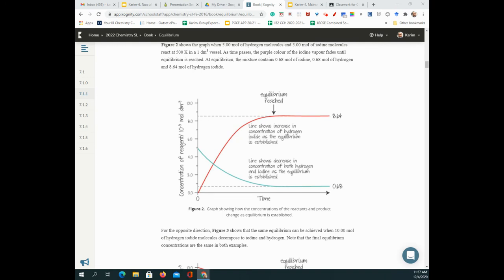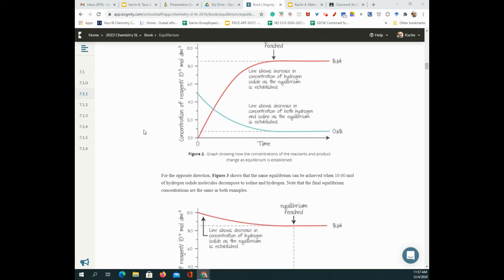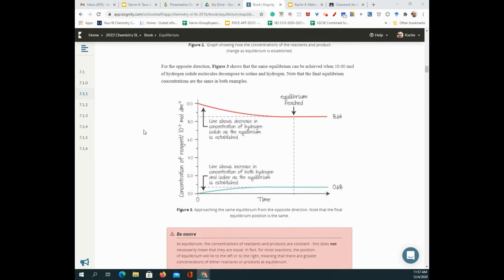So this figure refers to the formation of hydrogen iodide. But what about the decomposition of hydrogen iodide? We have this graph, this figure number 3. So how are they different? Pause the video and take a good look at it and figure out what makes them different.